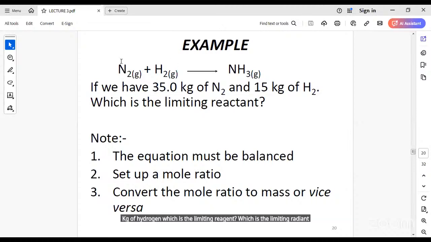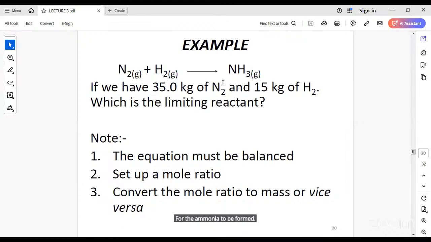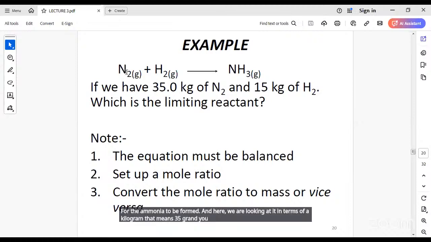From our balanced equation, we have 1 mole of nitrogen reacting with 3 moles of hydrogen to give us 2 moles of ammonia. So we want to know which is the limiting reagent. Is it the nitrogen or the hydrogen that will be used up first for the ammonia to be formed? And here we are looking at it in terms of kilogram. That means you are given 35 kilograms of your nitrogen and 15 kilograms of your hydrogen. Now, what is the limiting reagent?